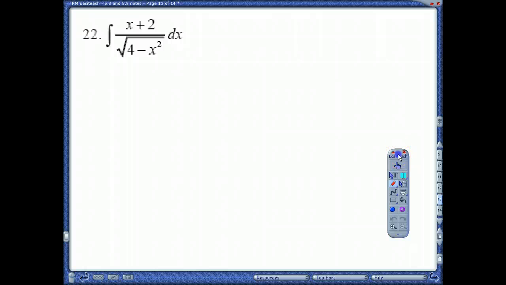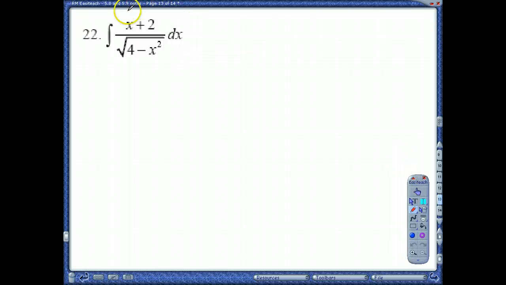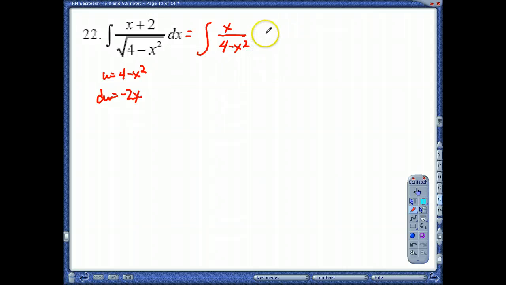Now 13 isn't really so tricky, it's just the fact that I have x plus 2 over the square root of 4 minus x squared. I kind of almost look like I have u substitution. If I let u equal 4 minus x squared, du would be negative 2x, so that x is helpful, but the 2 is not. So it's addition up here. So what we're going to do is split that apart into 2 separate integrals.